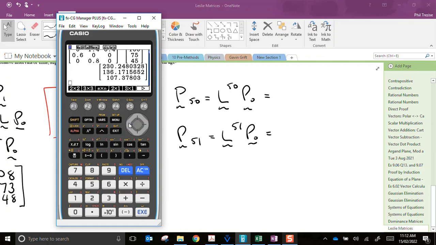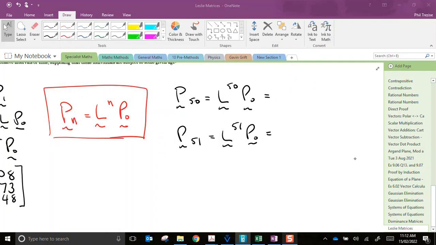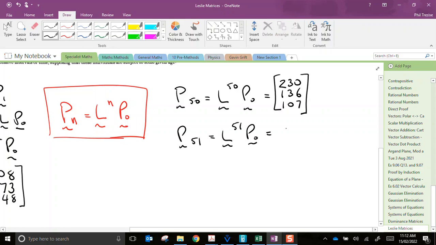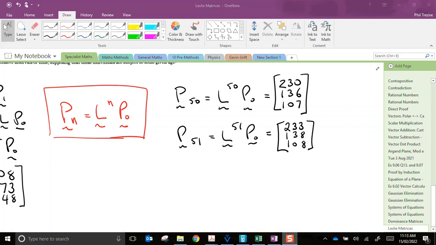And there's a pretty good number. Again, I'll truncate these. So 230, 136, and 107. Now, I'll just pause while I do the next one for you. Okay, so there's the population vector after 50 cycles and after 51 cycles.